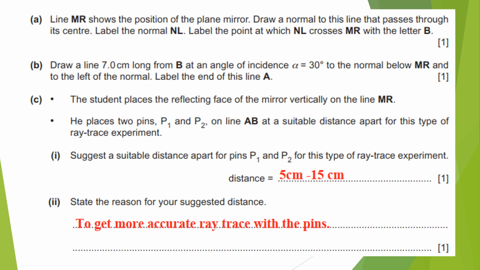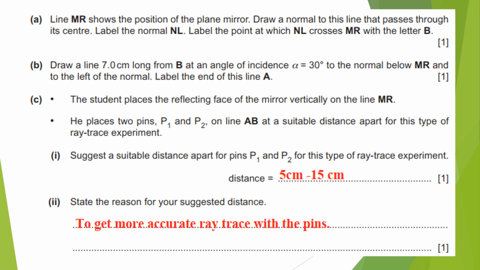Question A. Line MR shows the position of the plane mirror. Draw a normal to this line that passes through its center. Label the normal NL. Label the point at which NL crosses MR with the letter B. In this question, we have 4 works. First, we need to identify the midpoint of line MR.